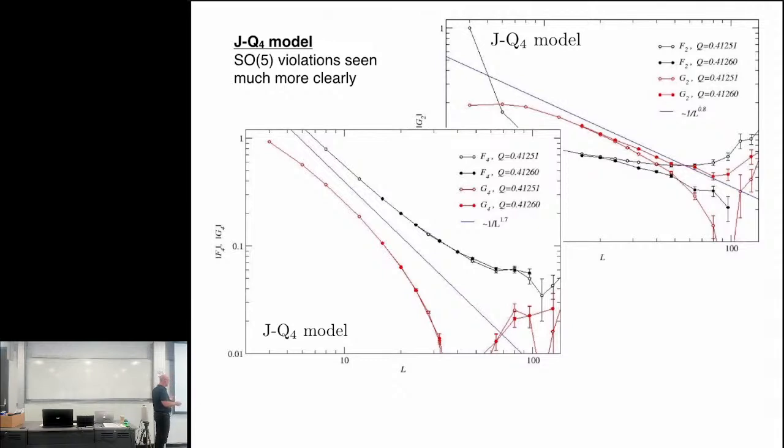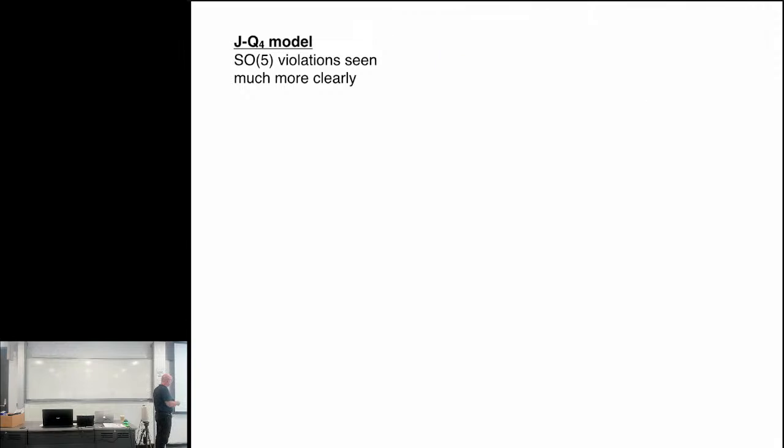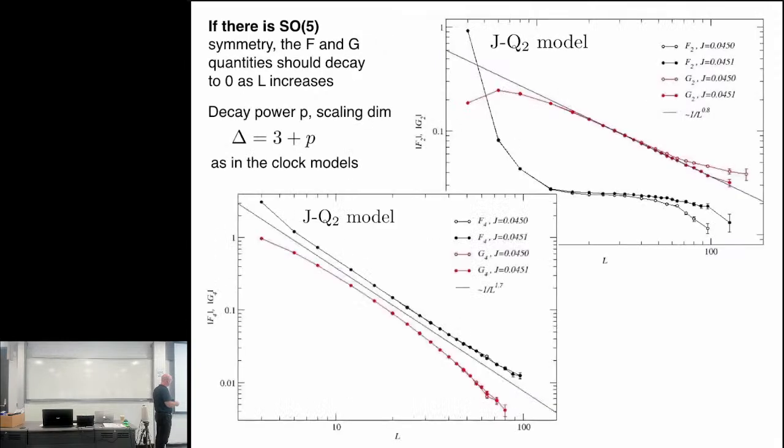So that really means that here you can see the violation of SO5. And that quantity is something like that. Now, remember what this looks like. Now I go back to this one. It basically looks the same, but here we cannot reach such big system sizes where this would go negative and go back up. But already here we see the violation of SO5. But the violation is less than in the JQ4 model.